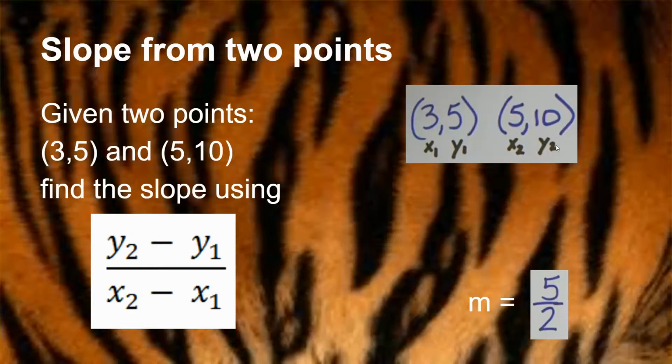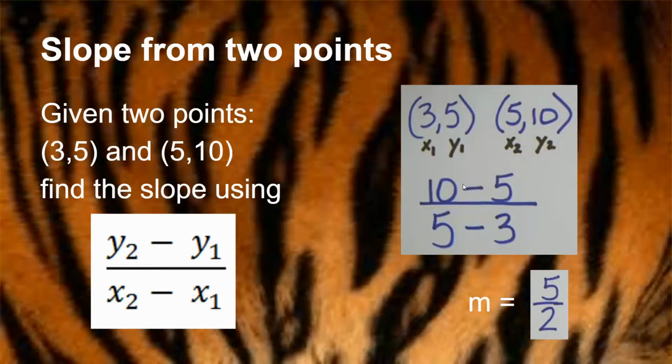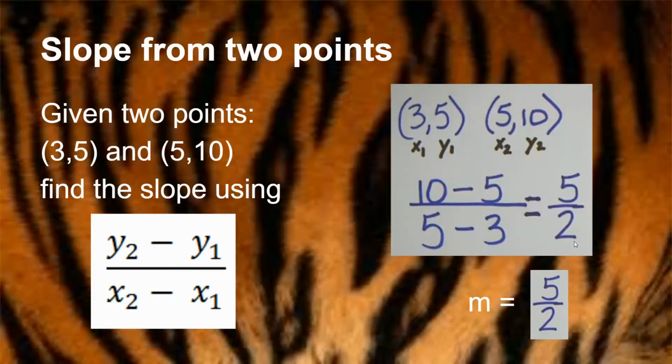Next, you're going to subtract. Take y2, which is 10, minus y1, which is 5, divided by x2, which is 5, minus x1, which is 3. And you get 5 over 2, therefore the slope is 5 over 2. You don't change this to a mixed number. You leave it as improper.